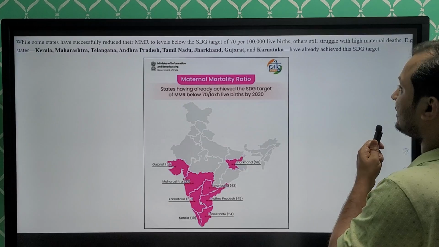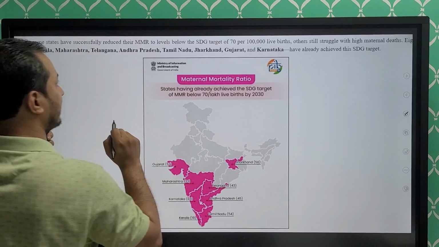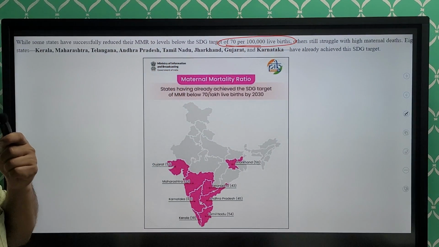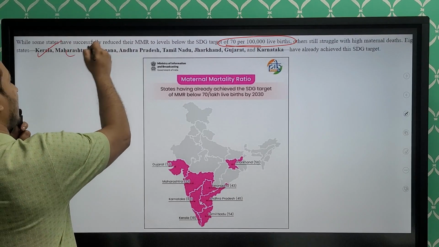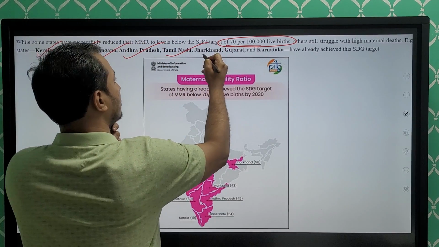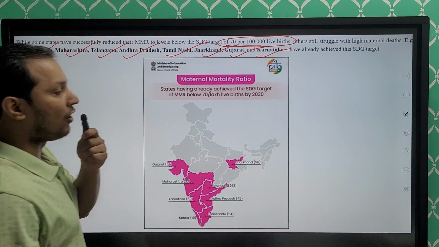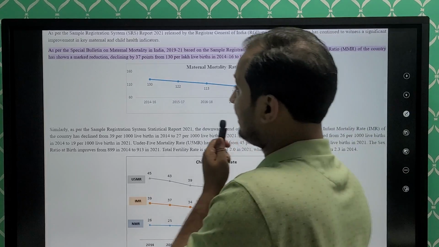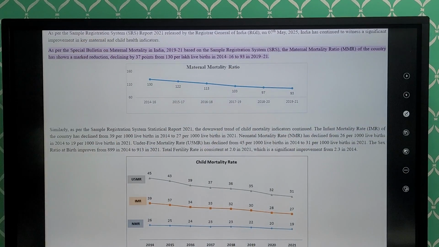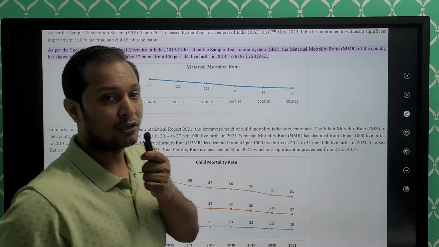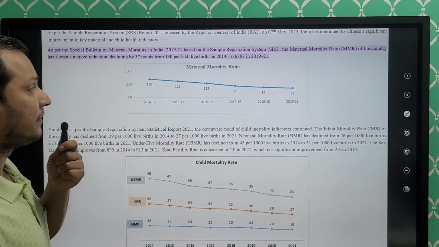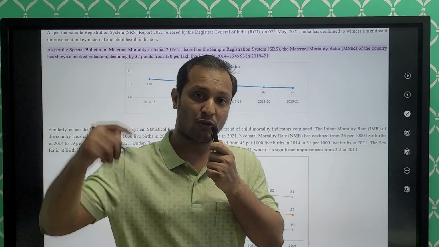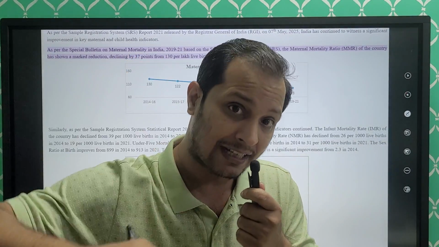Guys, the SDG target for the maternal mortality rate is 70 per 1 lakh live births, and many states in India have achieved it. For example, Kerala, Maharashtra, Telangana, Andhra Pradesh, Tamil Nadu, Jharkhand, Gujarat and Karnataka have already achieved this SDG target. Recently the PIB has covered a detailed article on maternal mortality rate and child mortality rate, and this theme is very important. Fact based and term based questions can be asked, and scheme based questions. I'm going to give you the entire list of schemes which they can ask you in the coming years.